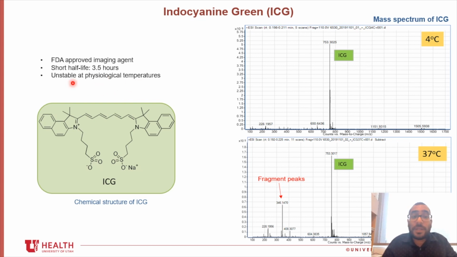ICG is unstable at physiological temperatures. As you can see here in the mass spectrum of ICG, when ICG was incubated at 37 degrees for 24 hours, ICG started to fragment. And this is a known fact for ICG, and why it is unstable at physiological temperature, or 37 degrees Celsius, is because it tends to fragment and aggregate, and is hence physiologically unstable, which was confirmed by this mass spectrum.